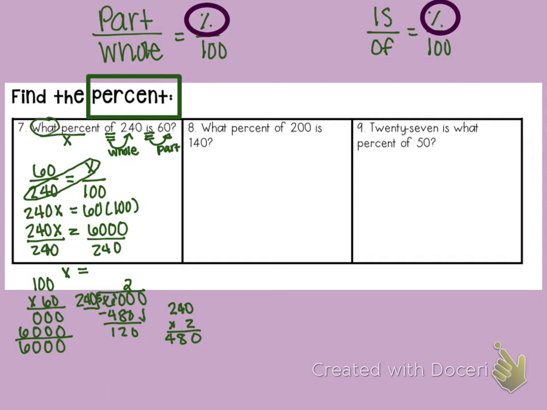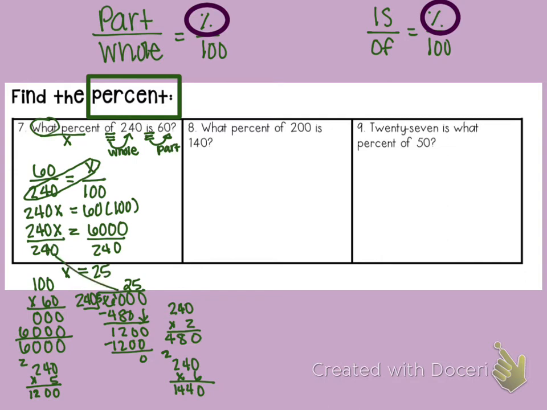So 10 minus 8 is 2 and 5 minus 4 is 1. Okay, so we're going to bring this 0 down and then see how many times 240 goes into 120. So let's try 6. 240 times 6. 6 times 0 is 0, and 6 times 4 is 24. That's 12, 13, 14. Okay, so 6 times was too many, so let's try 5. 5 times 0 is 0, 5 times 4 is 20, and then 5 times 2 is 10, plus 2 is 1,200. Perfect, 5 times. Minus 1,200 is 0, and x equals 25.